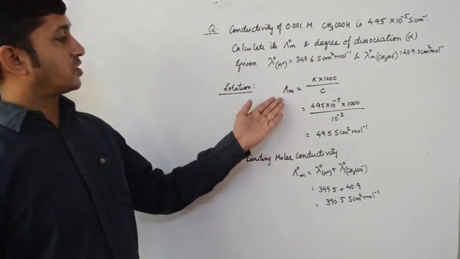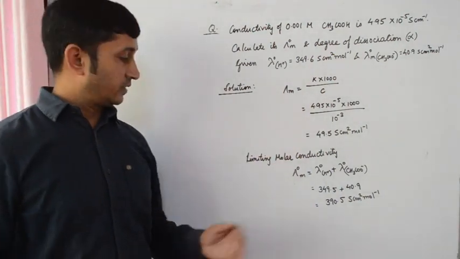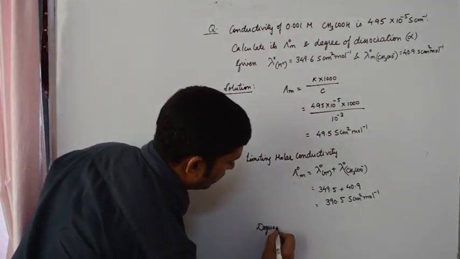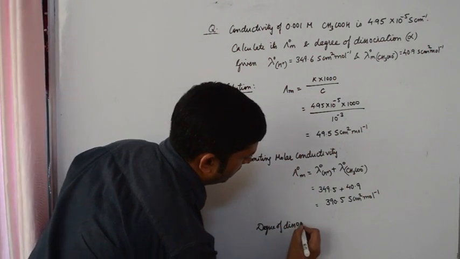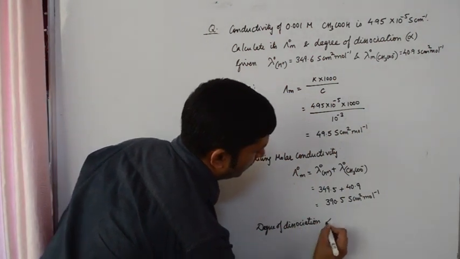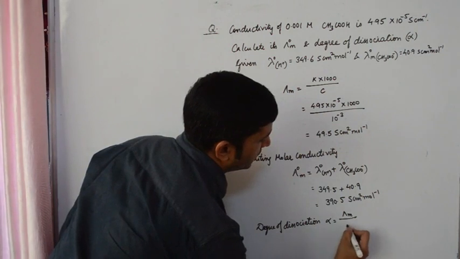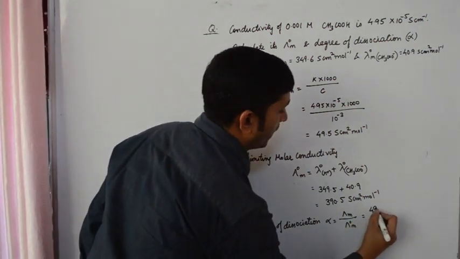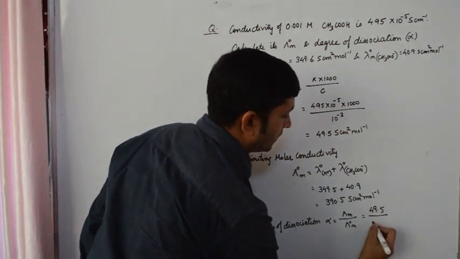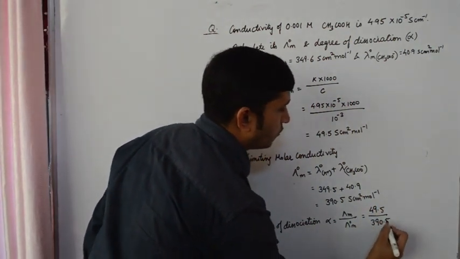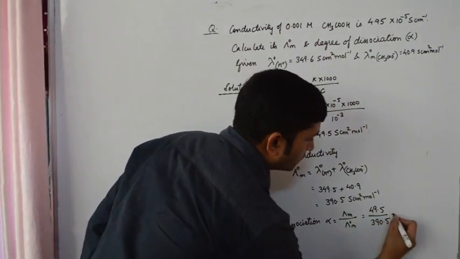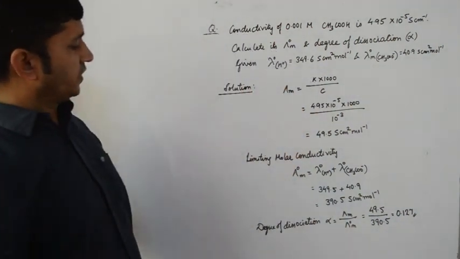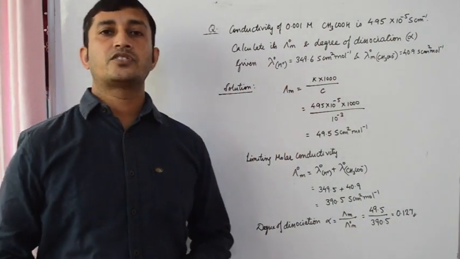Now as we have got molar conductivity and limiting molar conductivity, we can calculate degree of dissociation alpha as the ratio of molar conductivity and limiting molar conductivity. That will be equal to 49.5 upon 390.5, which will be equal to 0.127. So in this way we can calculate the degree of dissociation.